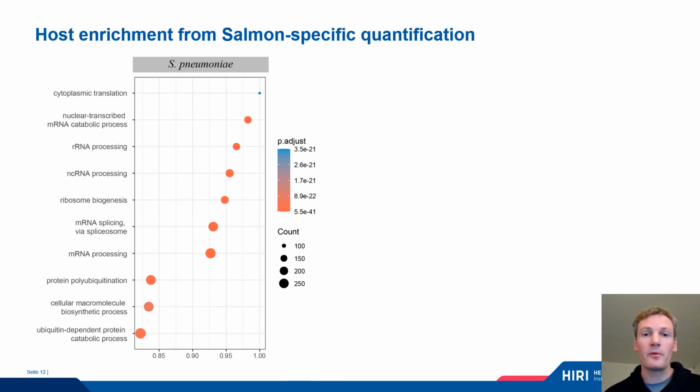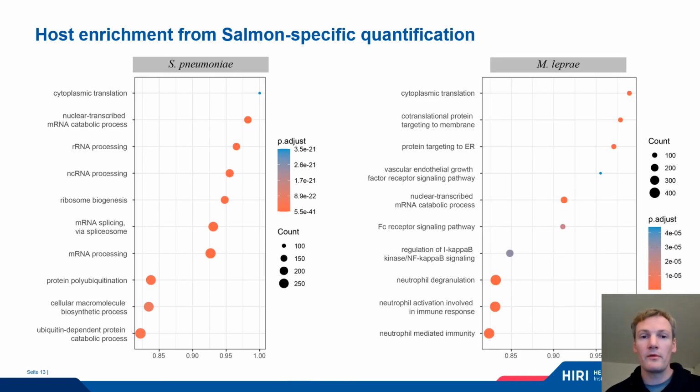Here we show the enriched pathways from the underlying genes exhibiting greater quantification using Salmon. For the Streptococcus dataset, the enrichment is dominated by general cellular processes initially, but also includes infection-specific enrichment, which is further down the list and not shown here. On the right is Mycobacterium. We see more immune-based enrichment, including growth factors, immune signaling, and neutrophil-specific responses.